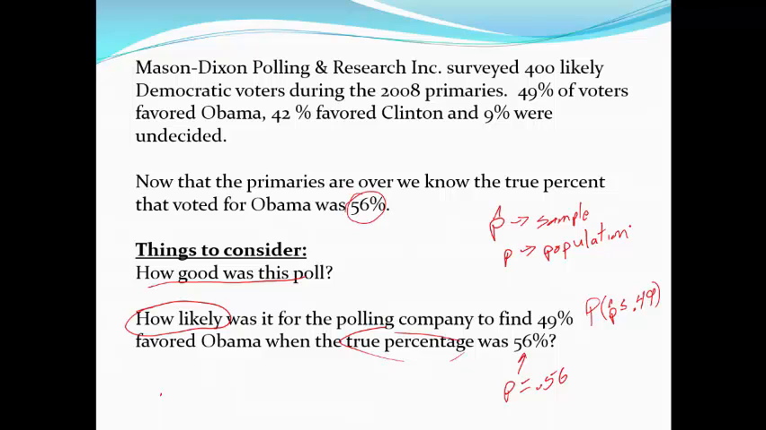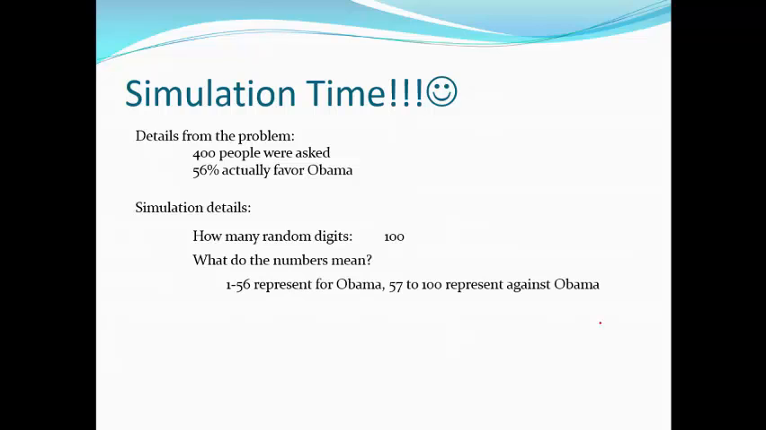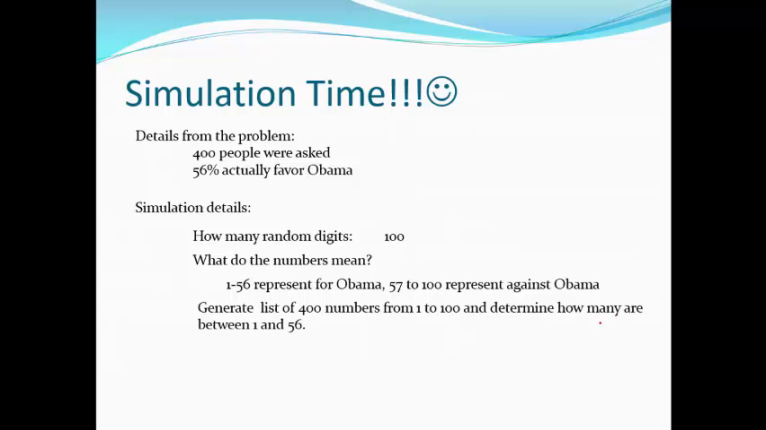So here, the polling company did a sample and found that 49%. So what we did the first time is we did a simulation. We took 100 random digits. 1 through 56 meant they voted for Obama. 57 through 100 were not for Obama. And then we did 400 random numbers. So we generated a list, we organized them, and we found our p hats.